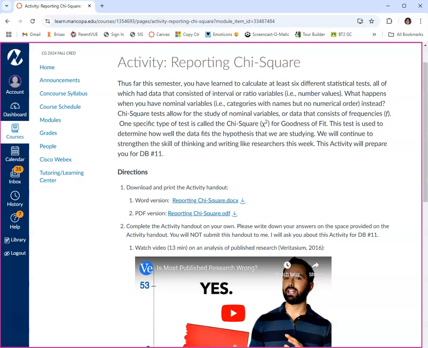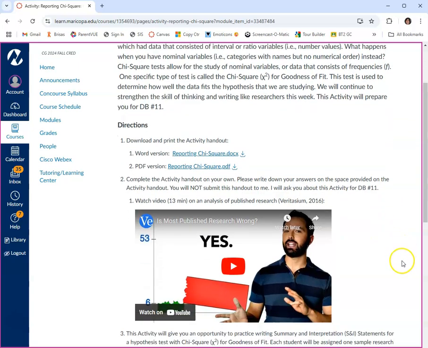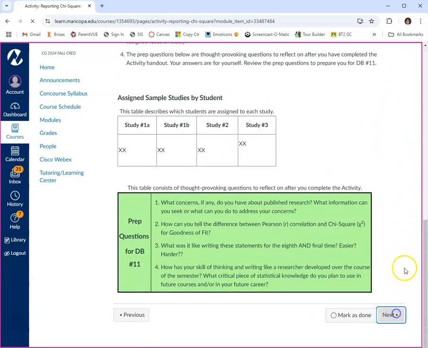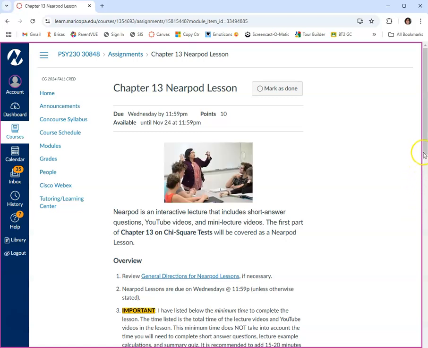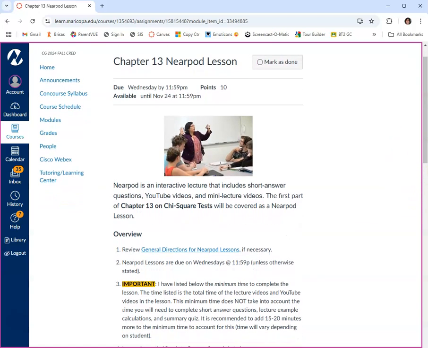The activity handout is available in your course packet as well as here on Canvas. You will complete the activity handout on your own by writing the answers in the space provided on the activity handout. So let's go to our assignments for this week. The first assignment is the Nearpod lesson. This lesson will introduce how to calculate a chi-square for goodness of fit, as well as how to write summary and interpretation statements.